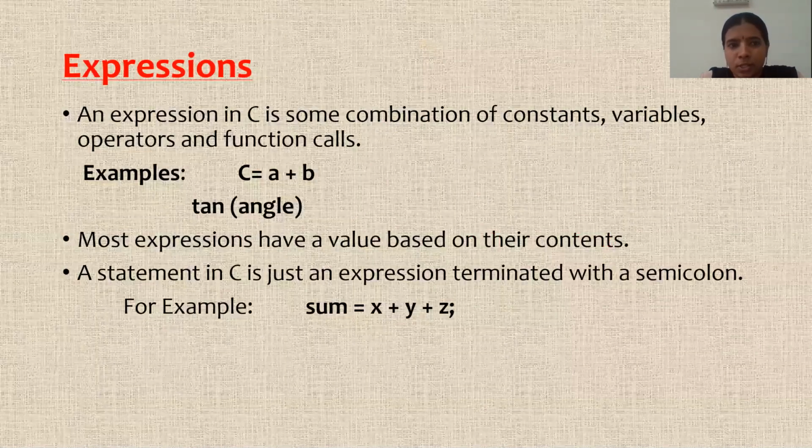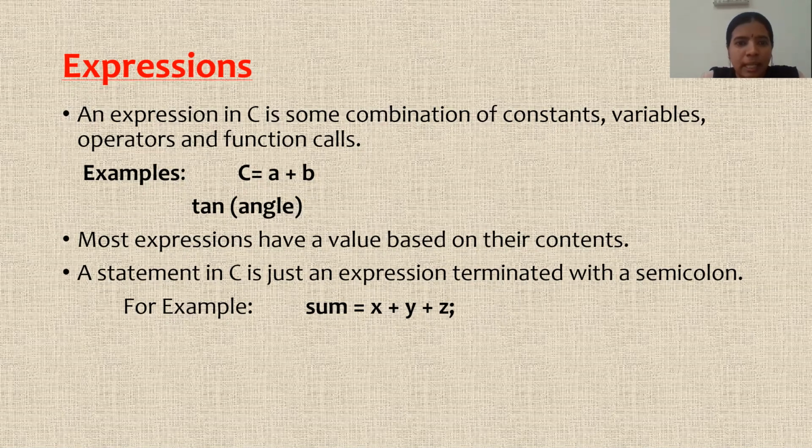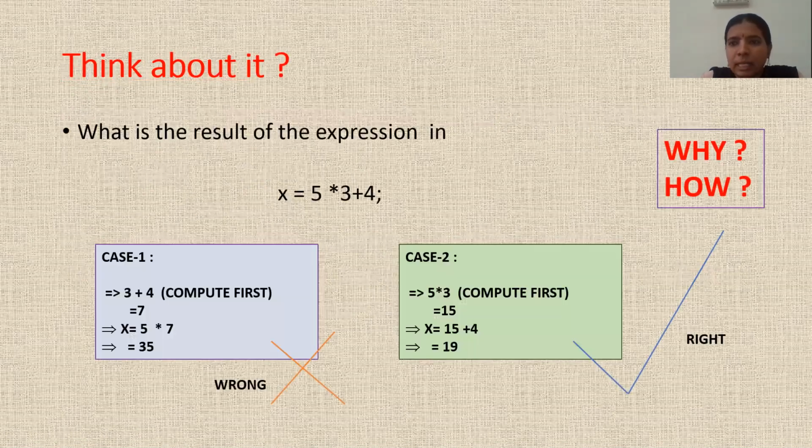So what is an expression? An expression in C is a combination of constants, variables, operators, and function calls that evaluates to a value. So every expression gives some result. It can be a function call, for example tan of angle, or it can be a simple addition like C is equal to A plus B. Most expressions have a value, which might be either a numeric value or true or false, depending upon the type of expression. In C, every expression should be terminated with a semicolon.